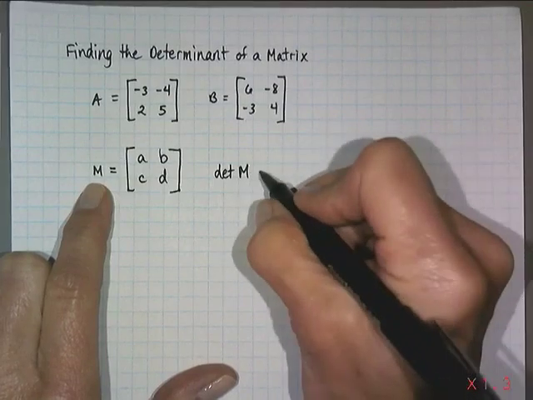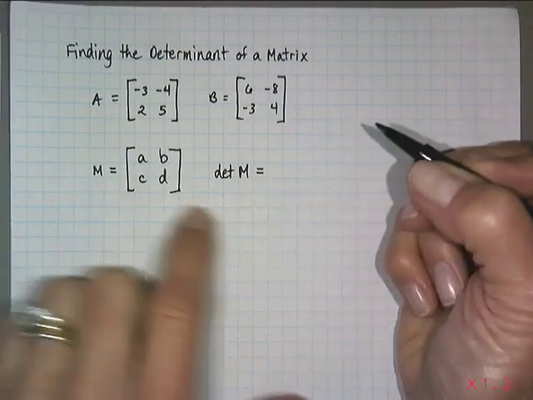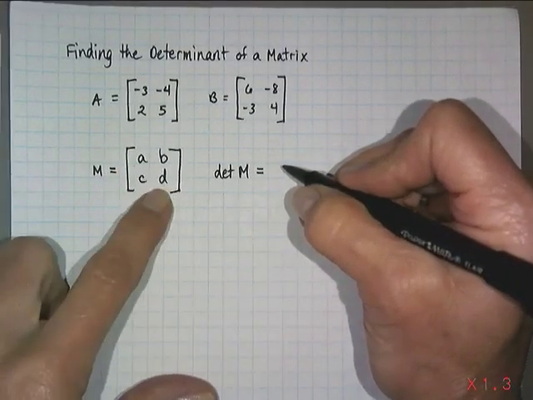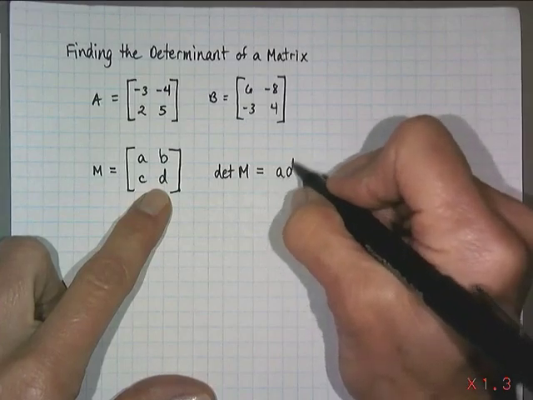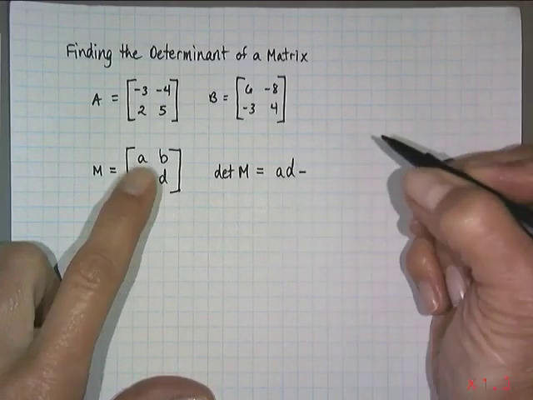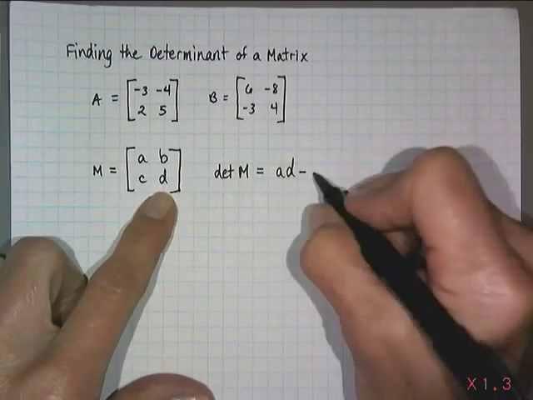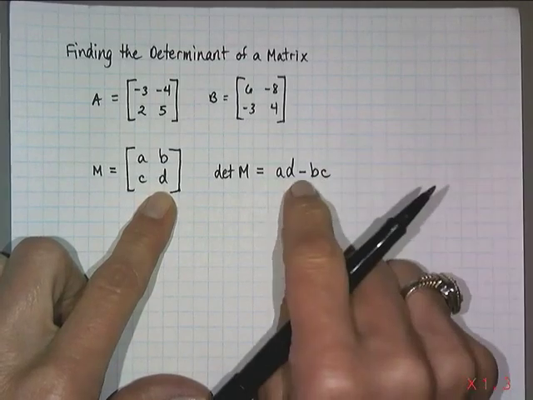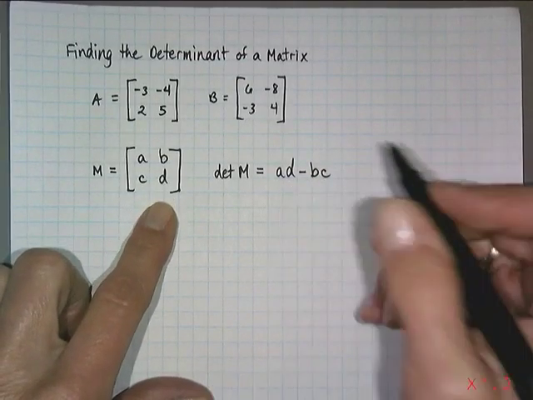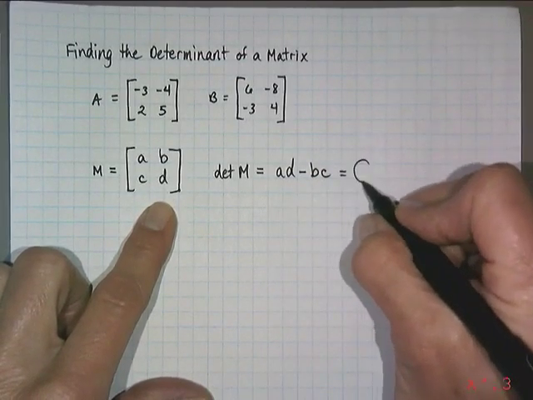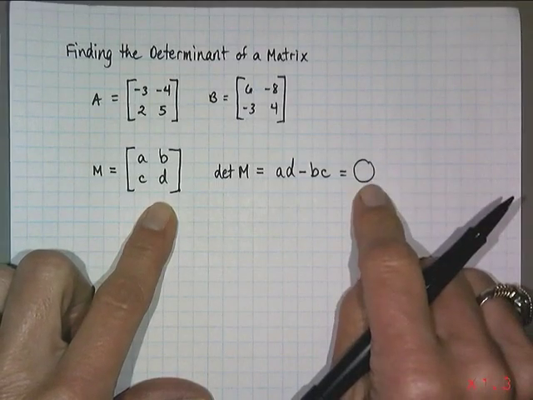DETM, the determinant of matrix M, is found by the product of A times D, so you're going to multiply A times D, minus the product of B times C. Notice that you'll always subtract the two products. You're going to get a number, just one number, that represents what we call the determinant.